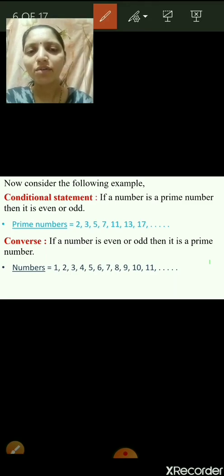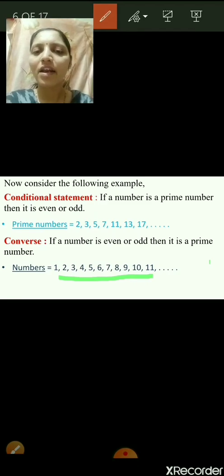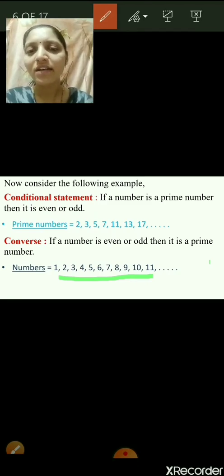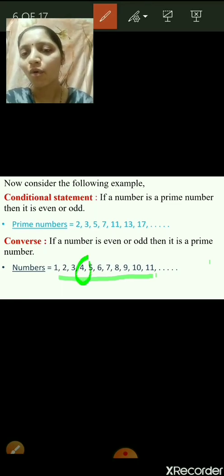Let's try to write the numbers 1, 2, 3, 4, 5, 6, 7, 8, 9, 10. Now, can you say that if the number is even or odd, then it is a prime number? So if you write any number, even or odd, are all numbers prime numbers? No. There are some numbers which have more than two divisors, like 4, 6, 8, 9, 10. These are not prime numbers.